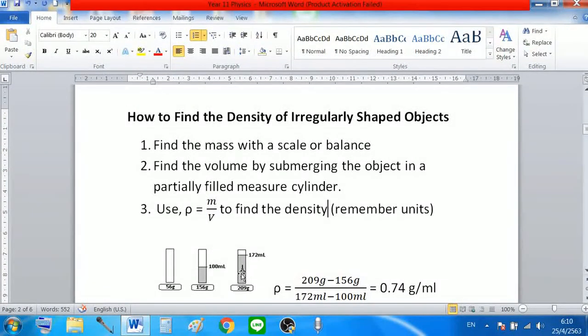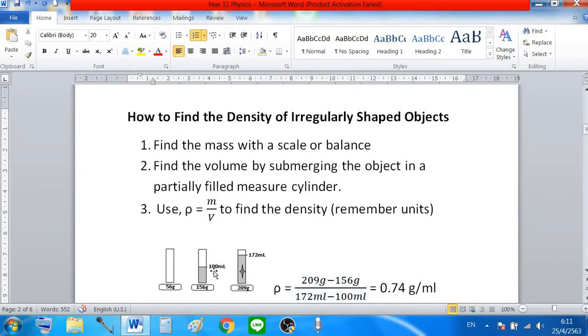Because I couldn't find the volume of this irregularly shaped object, it would be too difficult to measure. So I just put it in the liquid. I measure the change in volume, and the change in mass divided by the change in volume gives the density. So the mass of 209 grams is the mass of everything: the object, the water, and the beaker. Minus the mass of the water and the beaker alone will give me the mass of the object over the change in volume.